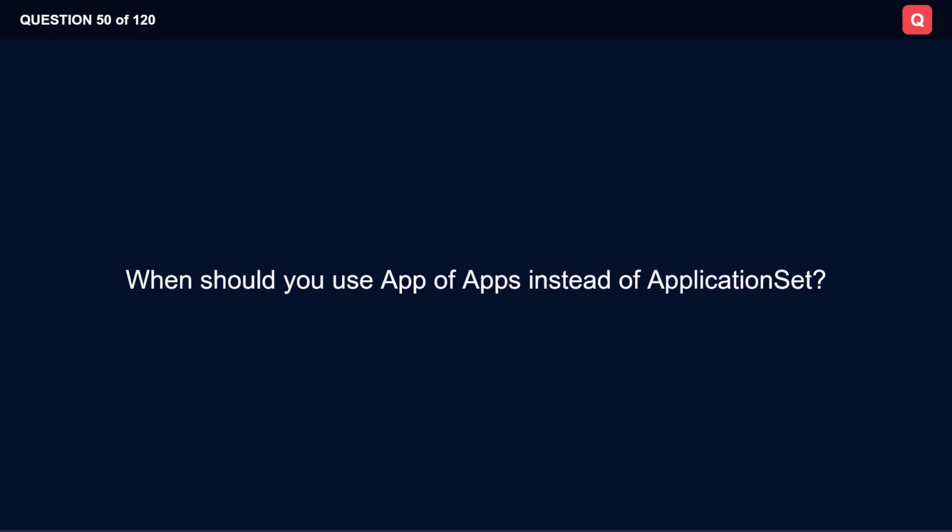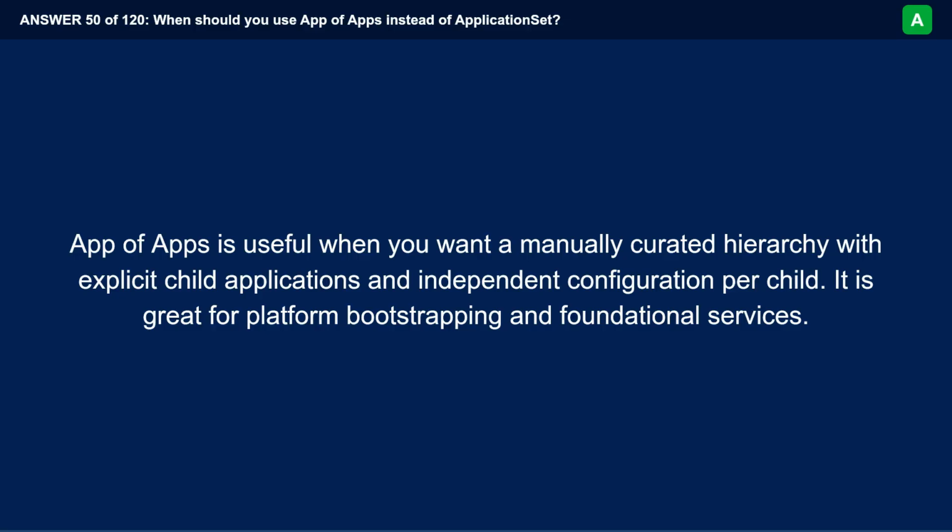When should you use app of apps instead of application set? App of apps is useful when you want a manually curated hierarchy with explicit child applications and independent configuration per child. It is great for platform bootstrapping and foundational services.